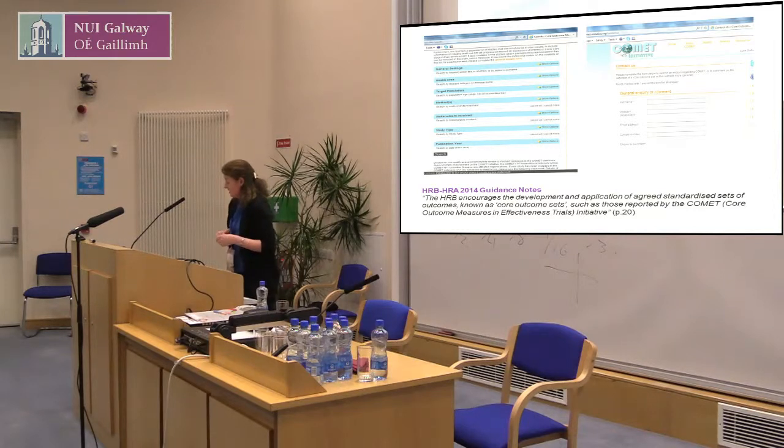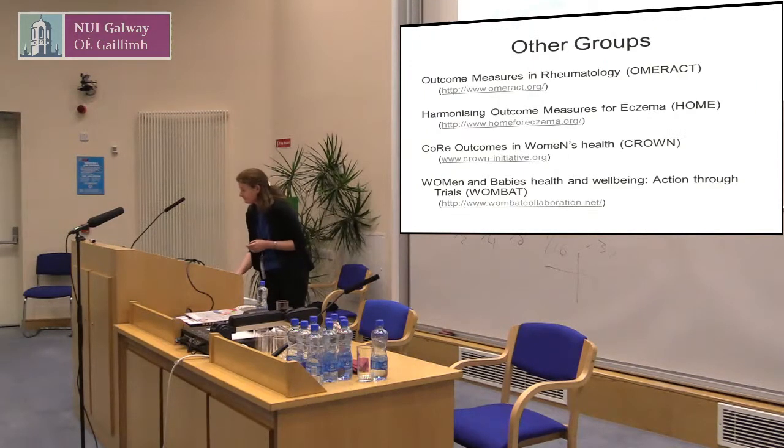One thing I just wanted to highlight there is the HRB HRA 2014 guidance notes for the Health Research Awards. The HRB do endorse this and encourage the development and application of agreed core outcome sets. So I think this is important in any funding bid to the HRB, I would imagine, where you've actually got to look for that core outcome set, see if it's there, and if not, embed perhaps, if it's feasible, core outcome set development into your project that you are bidding for funds for.